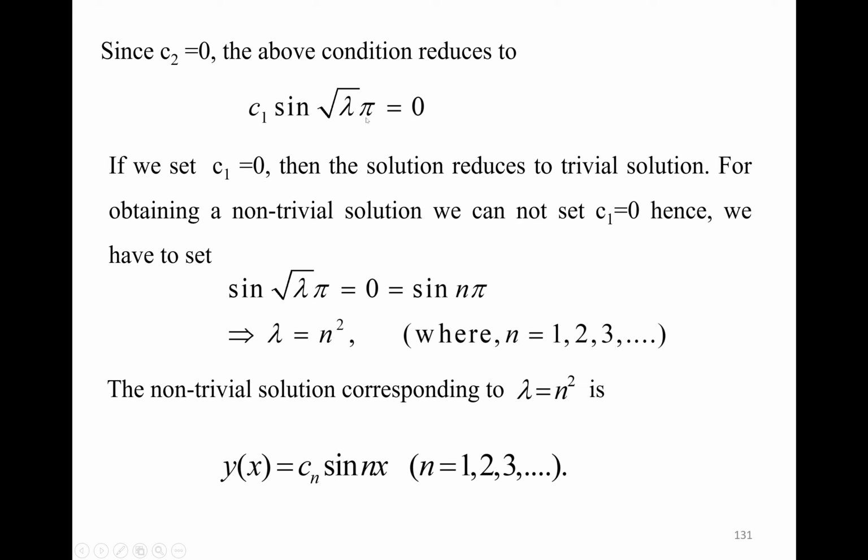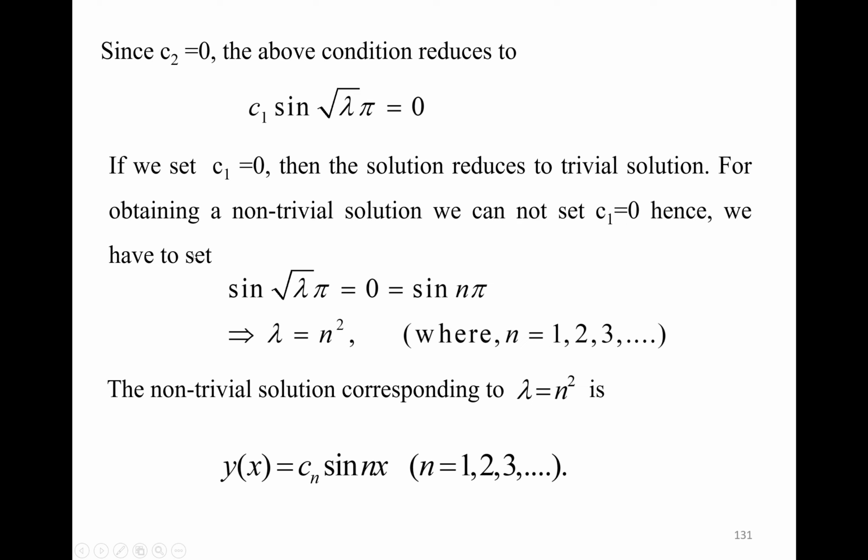Suppose we set c1 equal to 0. We already obtained c2 equal to 0. Then c1 equal to 0 and c2 equal to 0 would again give only the trivial solution, which we don't want. We want only a non-trivial solution. So we can't set c1 equal to 0. C1 should not be equal to 0.